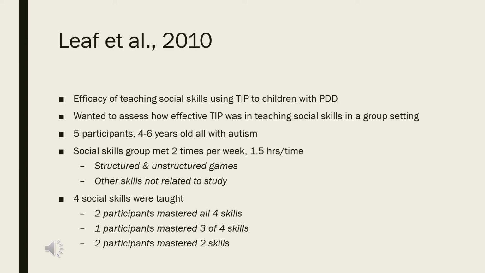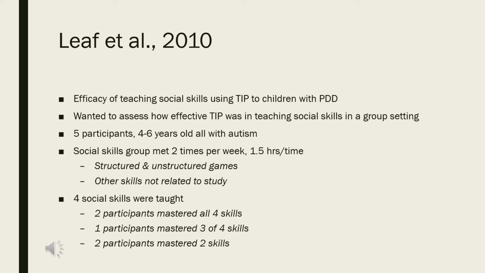Social skills groups met twice per week for 1.5 hours each time, and they used structured and non-structured games and other skills not related to the study. The group games that were conducted consisted of Duck Duck Goose, painting, reading stories, and other similar types of games. The non-related other skills consisted of identifying emotions and practicing social communication.